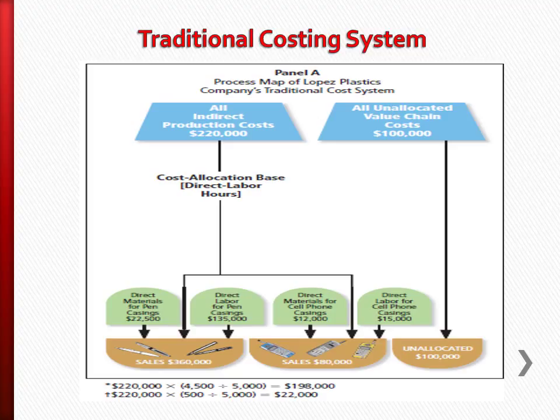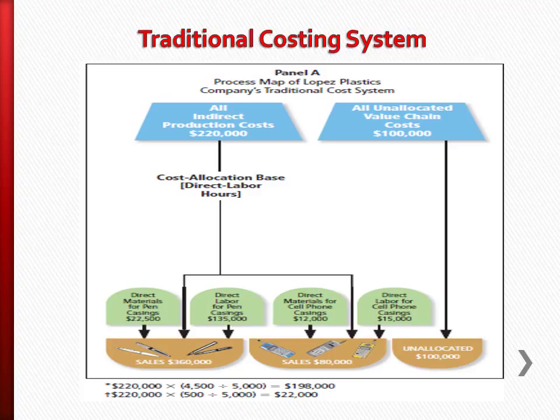4,500 hours were spent on pen casings, 500 hours spent on cell phone casings, total of 5,000 labor hours. Of those 5,000 hours, 4,500 or 90% were attributed to labor spent on pen casings. Therefore, 90% of the overhead, 90% of $220,000 would be assigned to pen casings, or $198,000. The remaining labor hours were spent on cell phone casings, so 500 out of 5,000 is only 10%. Therefore, 10% of the overhead costs, or $22,000, would be assigned to cell phone casings.